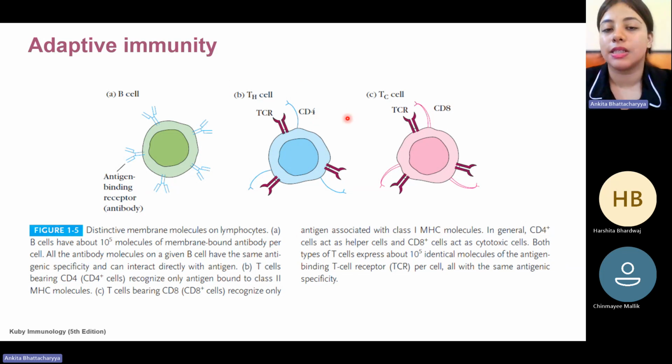In particular, because T helper cells always carry the CD4 antigen, they are known as CD4 positive T cells, whereas TC cells are CD8 positive T cells. So that was the co-stimulatory participant in any immune reaction.